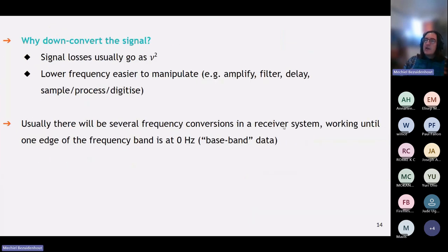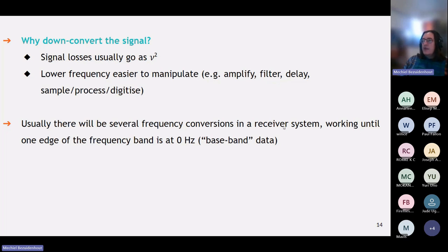So why do you want to down convert the signal? Two important reasons. The first is that signal losses typically go as frequency squared. So if you want to minimize the losses in the signal, you shift it down to as low a frequency as possible. The second reason is that lower frequencies are easier to manipulate. For a variety of reasons, they are easier to amplify, filter, delay, sample, process, and digitize. We'll get to the Nyquist sampling in a bit.